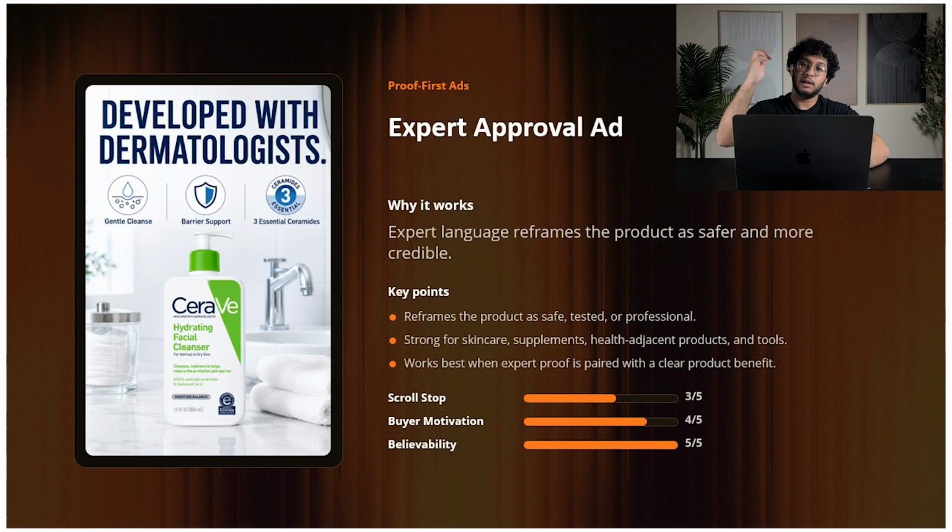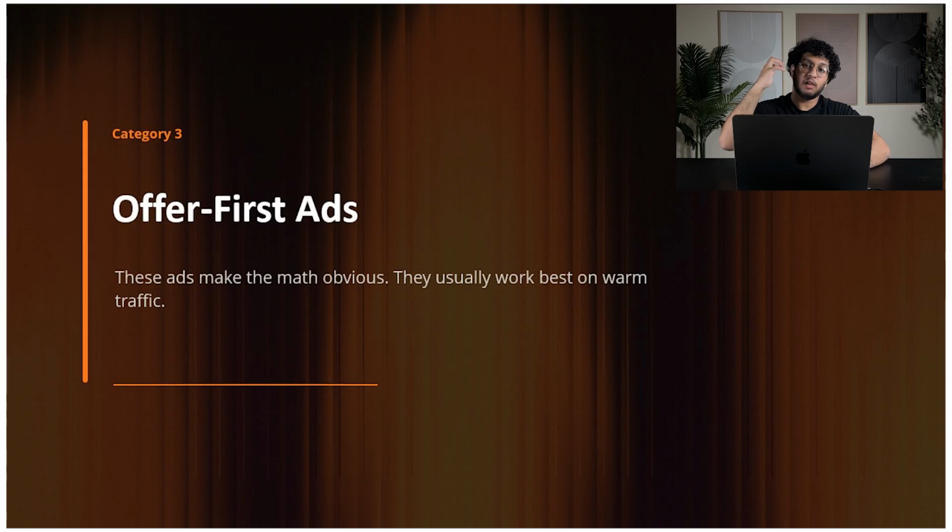For proof first ads, the standout is vulnerable testimonial. Before and afters, timeline, UGC, and guarantees are strong too, but they depend heavily on believability. Now let's move on to offer first ads. Offer first ads make the math obvious. These usually work best when the buyer already knows their product and just needs a reason to act.